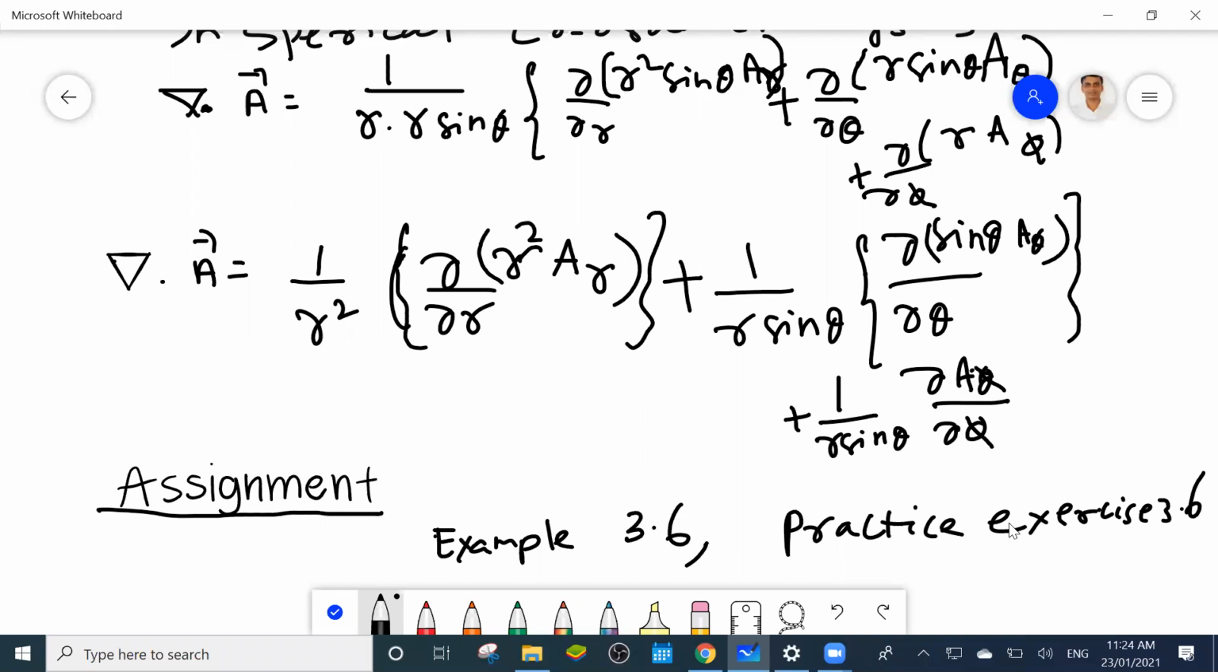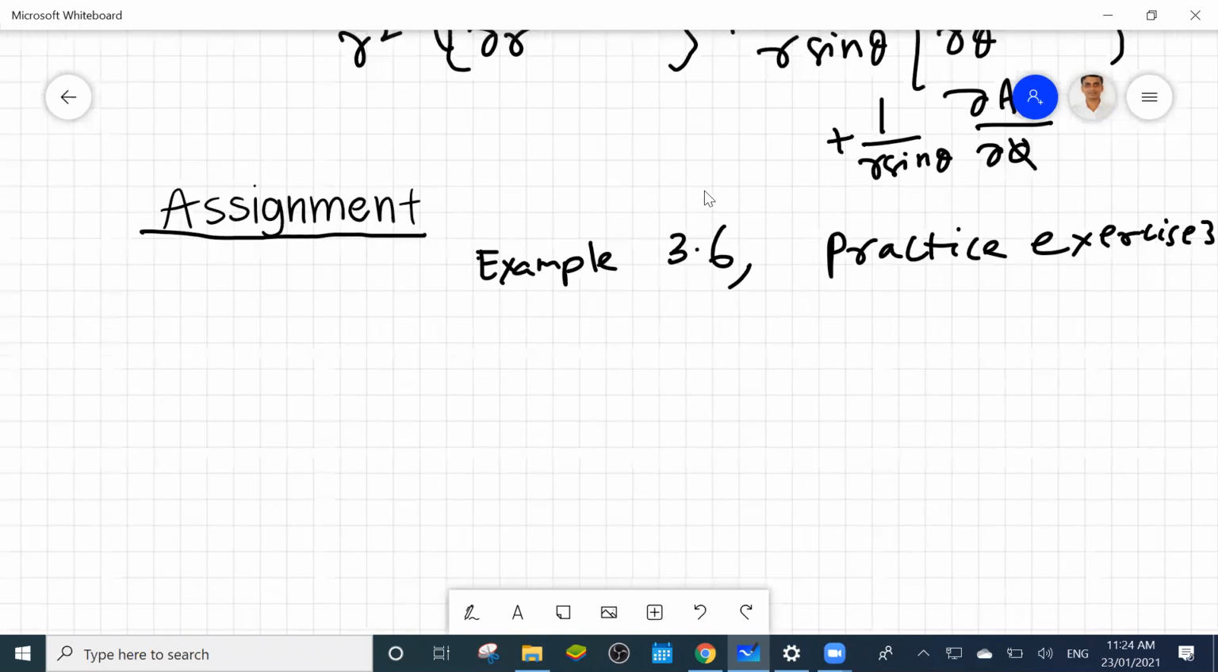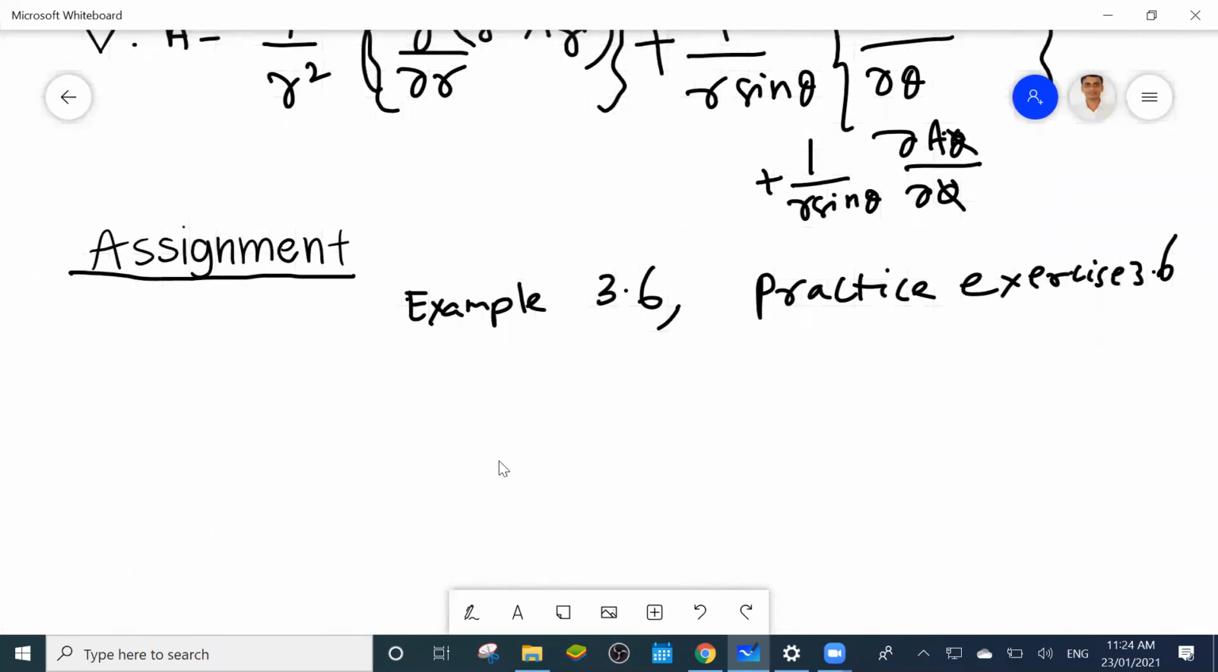How to take the integral limits is a different thing that I will discuss later. Okay, so divergence is over. Clear, everyone? Yes or no? Yes, yes, I will mail it to you. I just want to see whether you are doing it or not.